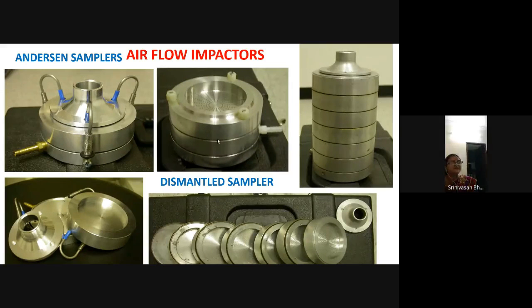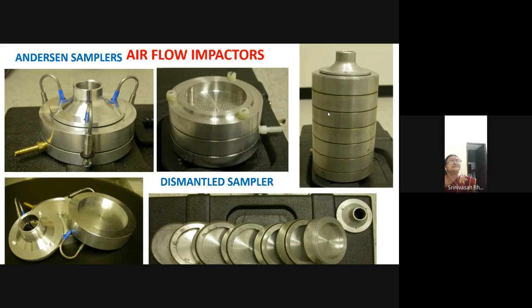Then the Anderson two-stage sampler has two stages. The orifice size in the first stage is 4 mm, and in the second stage, the size is 1.5 mm. These two stages are kept intact with the help of dowel pins. Again, this sampler is connected to a vacuum pump, which sucks the air at 28.3 liters per minute.